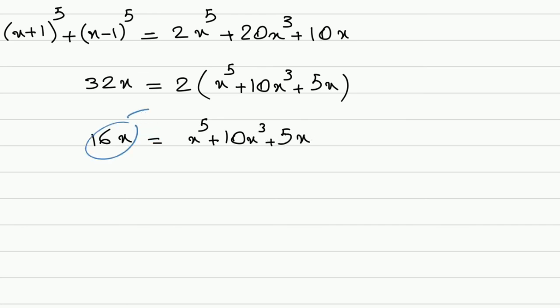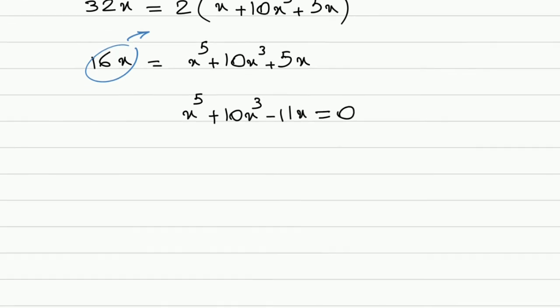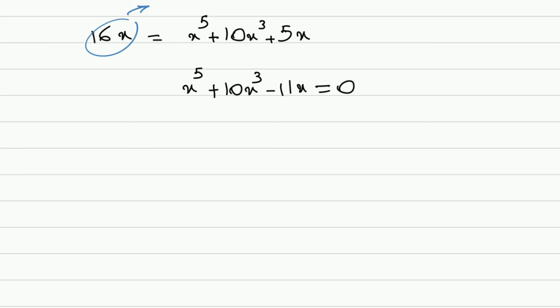Now let's bring this one to the other side so that we have everything on one side. We have x^5 + 10x^3 − 11x, and that's equal to 0. Alright, what else can we do? We have a common factor here. That's x, so we factor it. x times (x^4 + 10x^2 − 11).